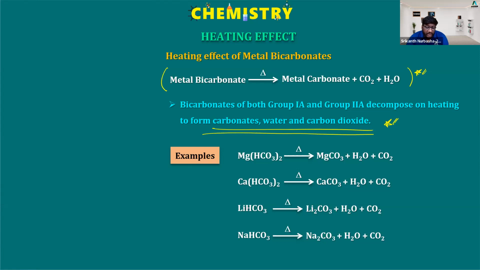But for carbonate and hydroxide, what I have told you: lithium and group 2A carbonates upon heating form oxide and CO2. Lithium and group 2A hydroxides upon heating form oxide and H2O. Group 1A and group 2A bicarbonates upon heating form carbonates, water and CO2. Nitrates also we can have the exception. We'll see the exceptions of nitrates: lithium and group 2A will produce two paramagnetic gases.